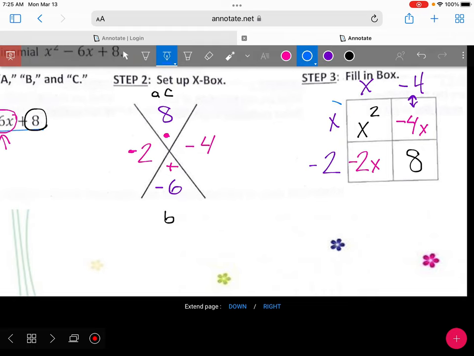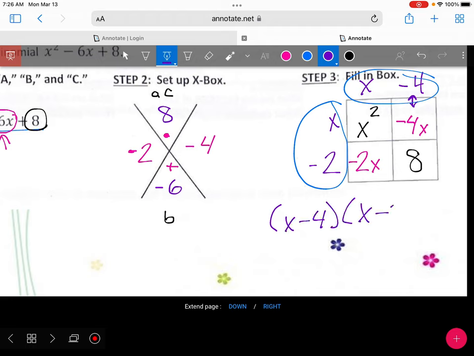What this does is this right here is one of my factors, and this right here is the other. So writing this in factored form, we get x minus 4 and x minus 2. And this is our answer to the problem. It's that factored trinomial.